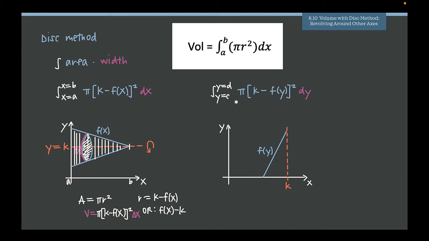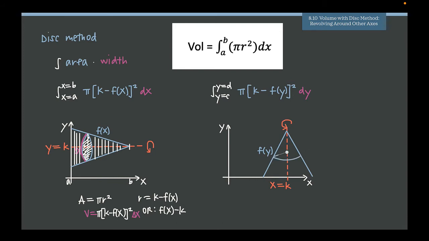Or if we want to set up the opposite situation where we have a vertical axis of rotation. So in this case, we're rotating around the line x equals k. We have this vertical axis of rotation, so we're going this way. When we rotate this function f of y, what we get is a cone standing on its base that looks like this. Of course, we immediately want to think about the cross section. And when we do, that cross section is going to look like this.